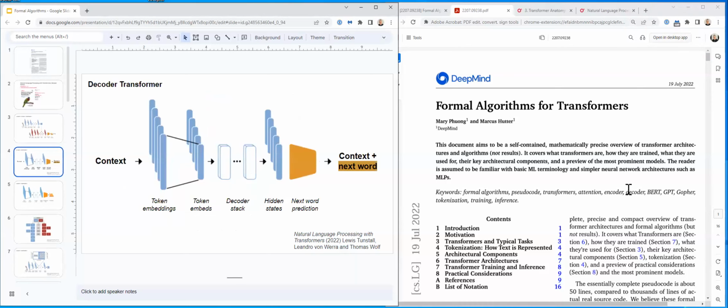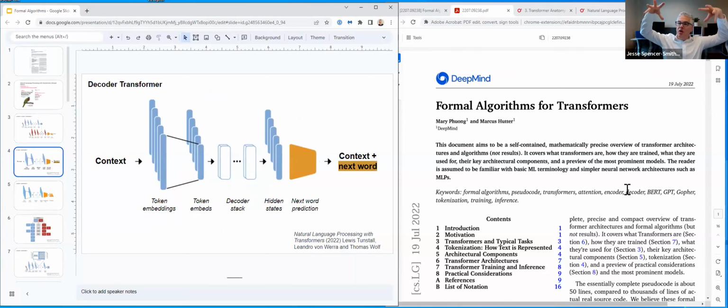Sorry, Jesse, I just had one more question. Please. So does that mean that all of the decoder transformers also have an encoder attached to it that they're using as the beginning step, or the decoder inherently includes both an encoder and decoder aspect to it?